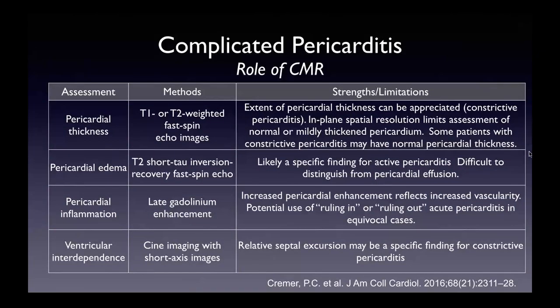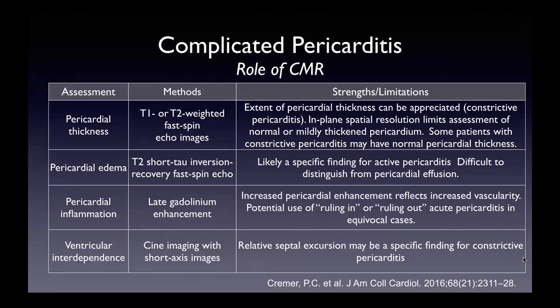This is a table from that review that I mentioned earlier about the role of a CMR in complicated pericarditis, with the different methodologies that I illustrated a little bit with the last case. So you can look at pericardial thickness, usually on T1 or T2 weighted fast spin-echo images. You can get the extent of pericardial thickness, and the resolution is good enough that you can at least determine if there's a mild to moderate or moderately thickened pericardium.